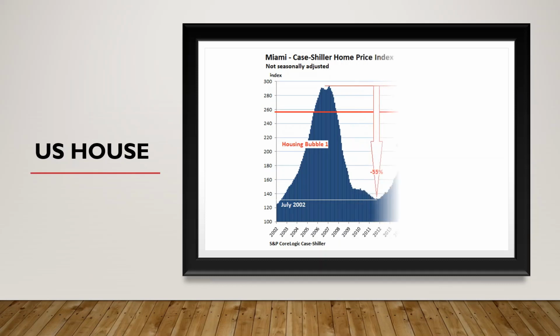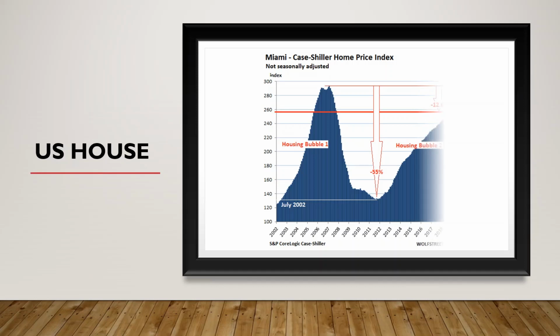Now, as you can see from the graph, from 2007 to 2011, there was around a 55% decrease in house prices, which means it's around half of the price. And then recently, after 2012, there was a recovery and housing prices increased again.